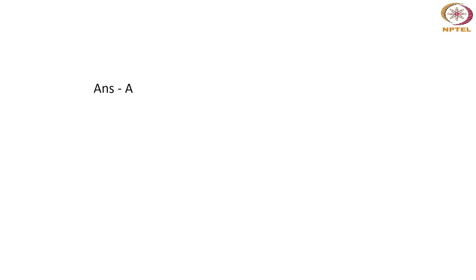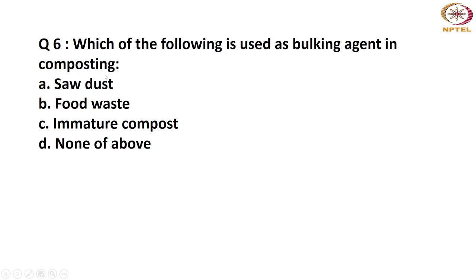Okay, so the correct answer is A, that is sawdust. So we use this bulking agent to maintain the airflow for the microorganisms to sustain and make the compost. Right? That's why we use this bulking agent.